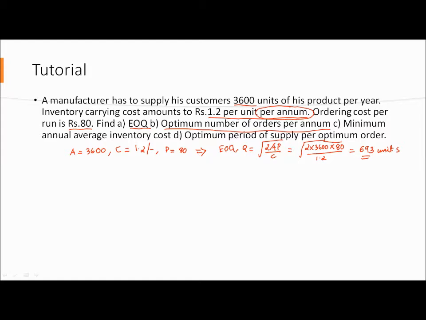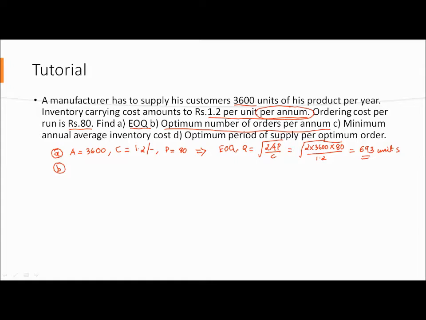Okay, so the first part is over. So part A of the question is over. Now let's go to part B, the optimum number of orders per annum. So a typical order with minimum cost should have 693 units.